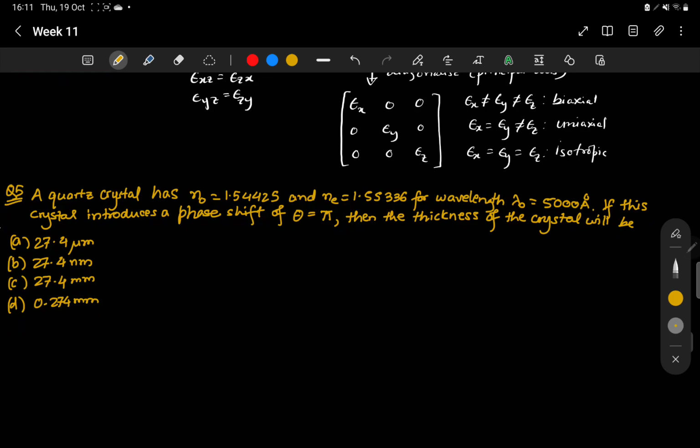So again, just to remind, NO and NE are the refractive indices for the ordinary and the extraordinary ray respectively. So that means this is a birefringent crystal. It has different refractive indices for the ordinary and extraordinary ray. Quartz is a birefringent crystal. Quartz and calcite, these are two popular and commonly used birefringent crystals.